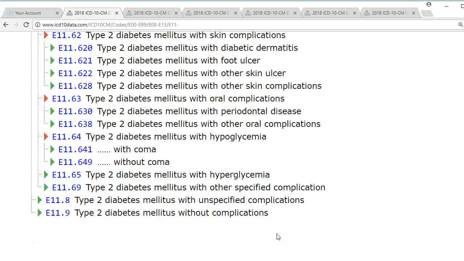When it comes to the other endocrine, nutritional, and metabolic disorders, again, always double check the category, because a lot of these conditions interact with neoplasms and with other body systems. All right, guys. So always remember, start with diabetes. Make sure you get the correct type when you're looking for it, with or without complications. And always remember, the code that sits directly next to the type is going to be the without complications.